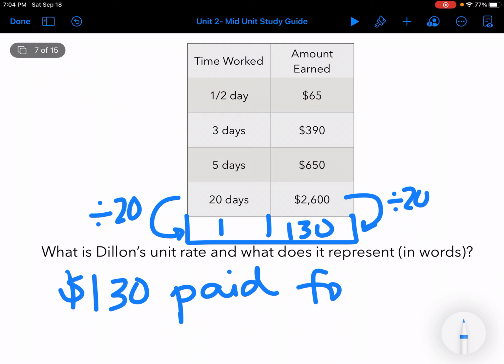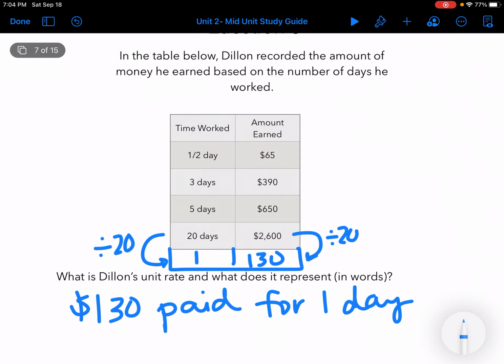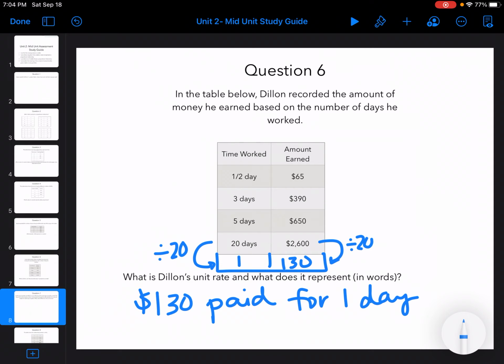For one day. So the unit rate is the amount for one.